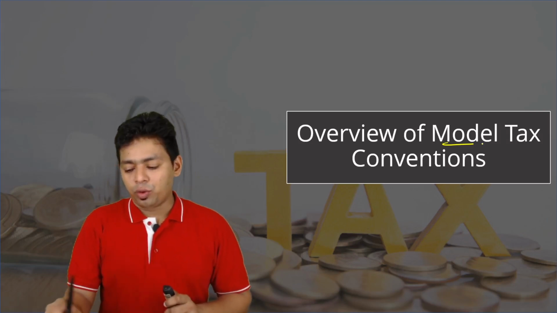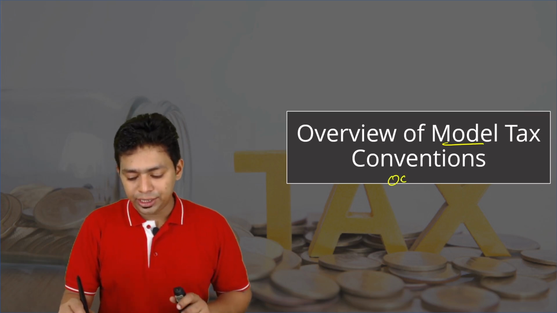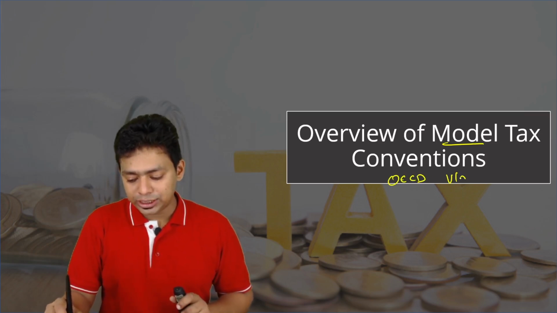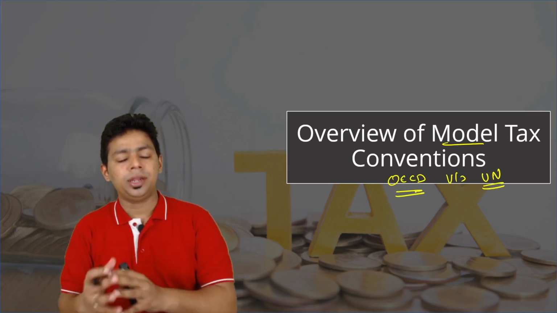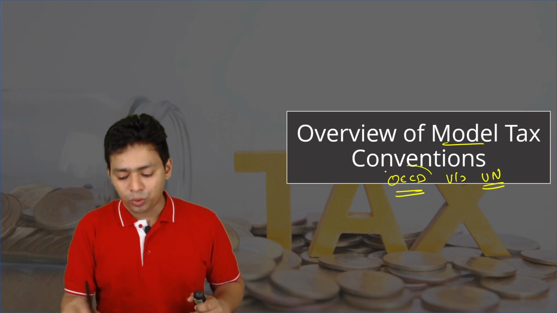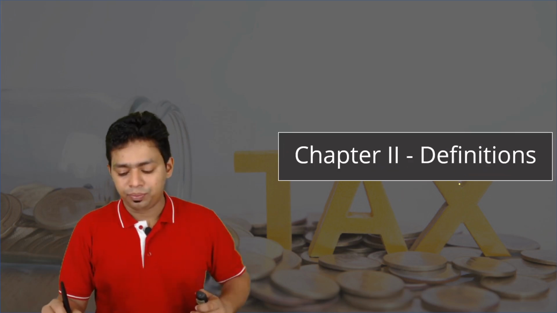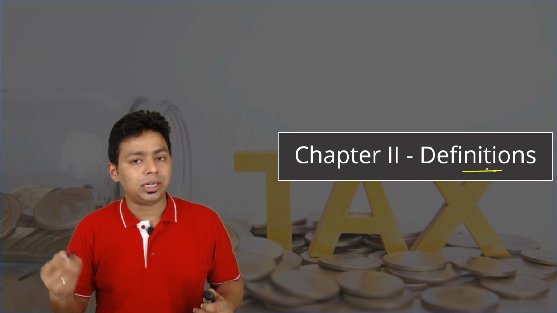So we are continuing with the overview of the model tax convention, and we are technically comparing the OECD model versus the United Nations model, and we are trying to learn certain similarities and common factors. At the same time, we will see what the differences are between the OECD model and the United Nations model. So Chapter 2 of the convention defines certain terms.